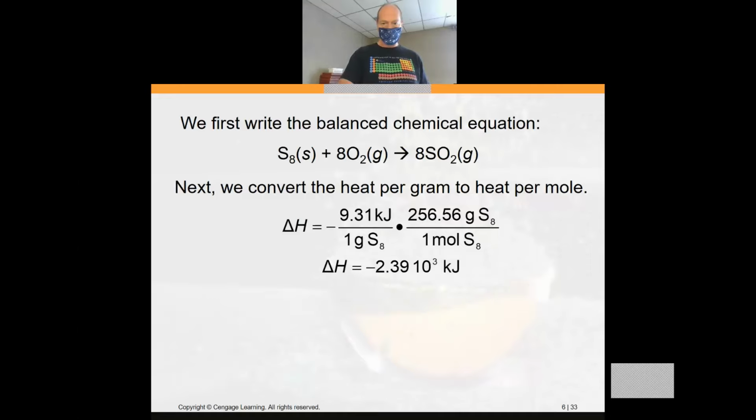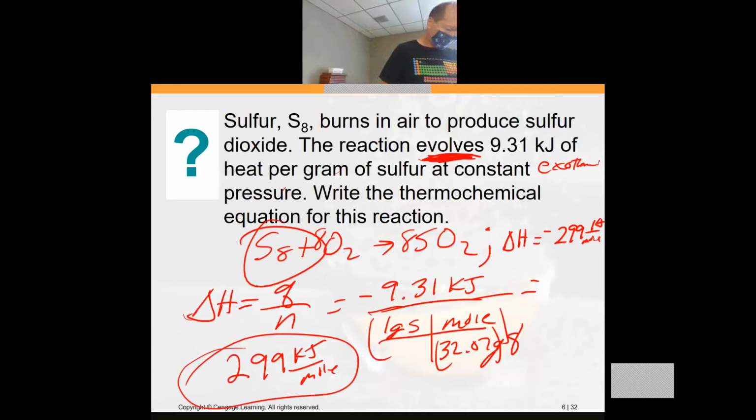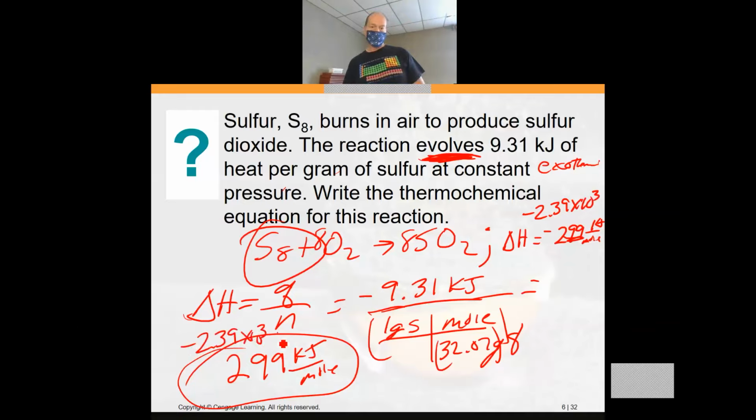Oh, yes. Times 8. I'm sorry. That is not S. That is S8. So times 8. So that is negative 2.39 times 10 to the third kilojoules per mole. All right, so that is not just sulfur, that is S8.